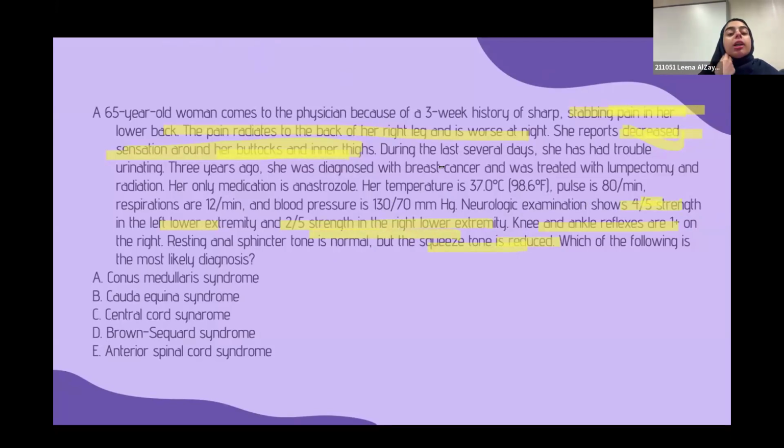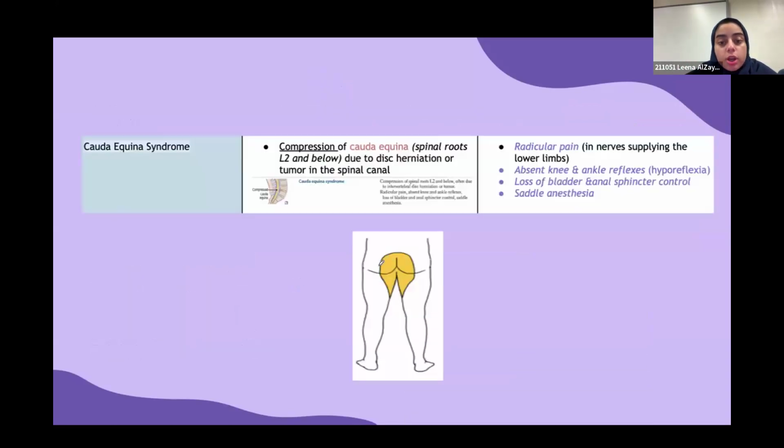Okay, I'll help you guys. It's okay that you don't know. It's actually cauda equina syndrome. Why is it cauda equina syndrome? Because you're pressuring the sacral region. You're having this saddle-like situation. It compresses the cauda equina.